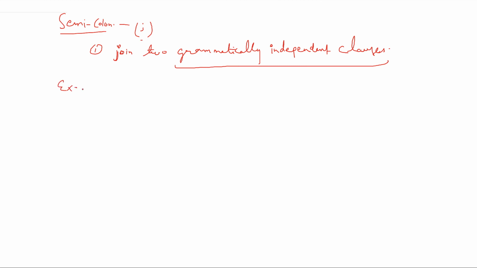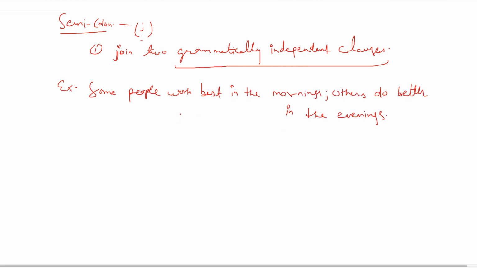For example, some people work best in the mornings; others do better in the evenings. So these two clauses, they are independent clauses. First clause, some people work best in the mornings. It is complete in itself. If we use this as a sentence, it has its complete meaning. Others do better in the evenings. This clause also has complete meaning in itself. These clauses do not require each other to complete their meaning. They are merely joined in order to make one sentence.